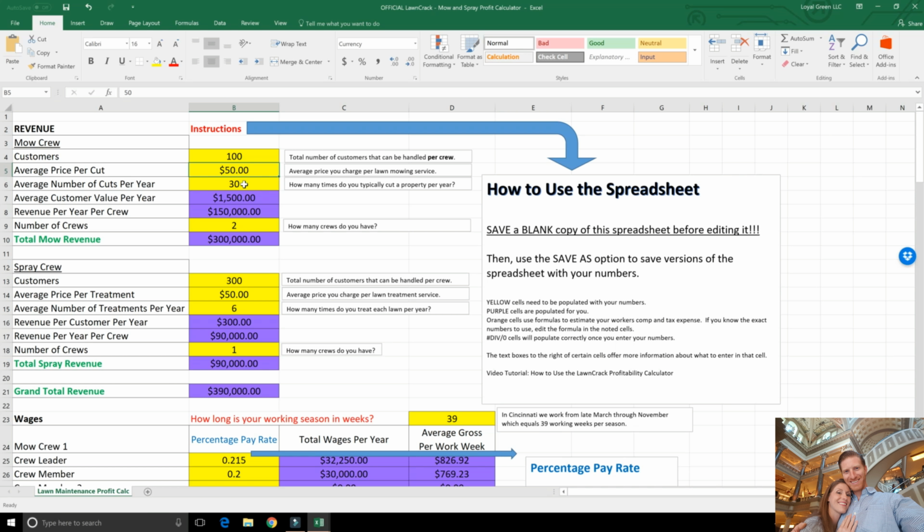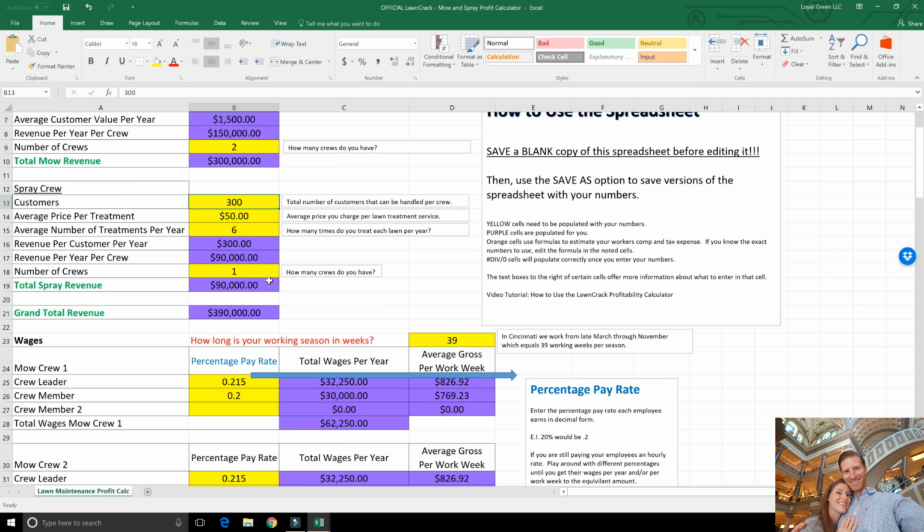We cut the lawns on average 30 times a season, so the customer value on average is going to be $1,500. If you have 100 per crew, that's $150,000 per crew. I'm basing these numbers somewhat off my company. So two mow crews, so we're going to produce $300,000 in revenue from mowing.